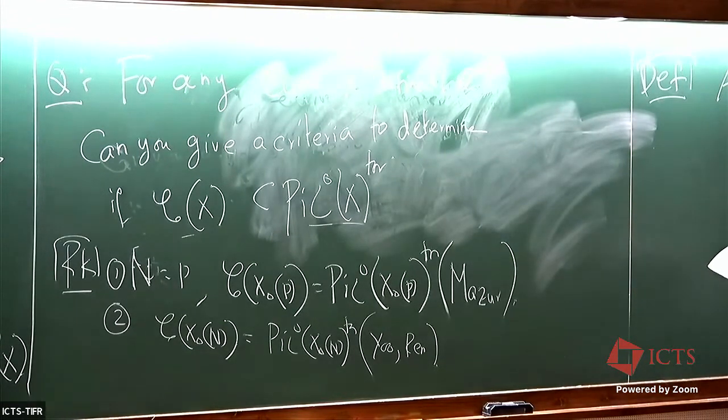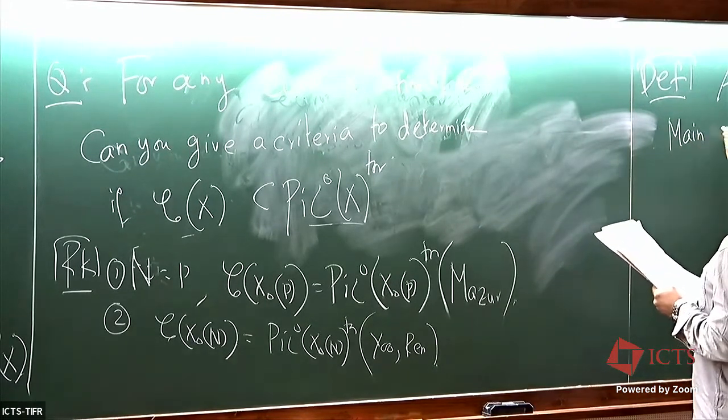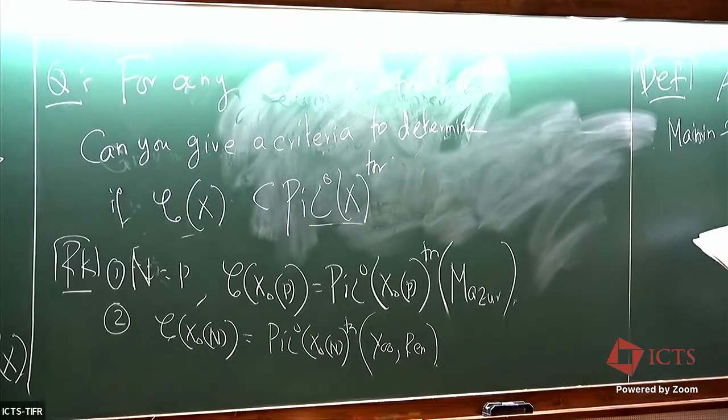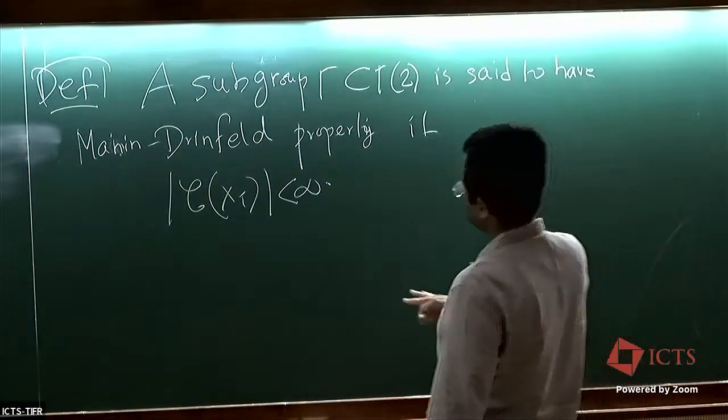Okay, so definition. A subgroup gamma in gamma 2 is said to have the Manin-Drinfeld property if the order of this cuspidal subgroup Cx gamma is finite. So I give a name to it, a subgroup gamma, subset of gamma 2, is said to have a Manin-Drinfeld property if the order of this cuspidal subgroup is finite.